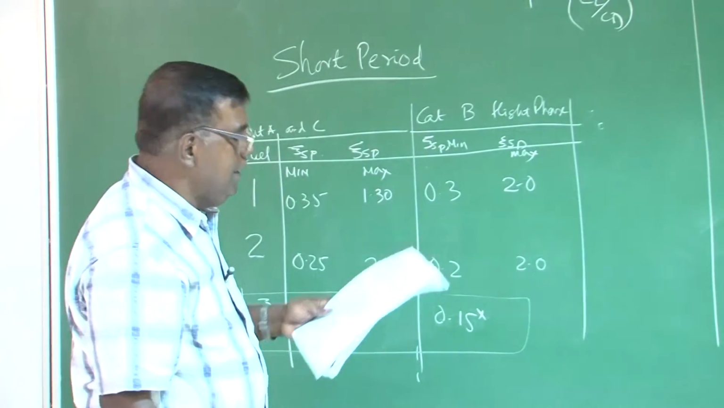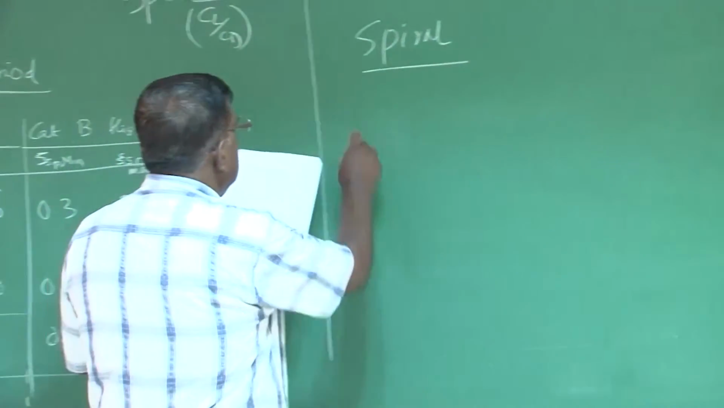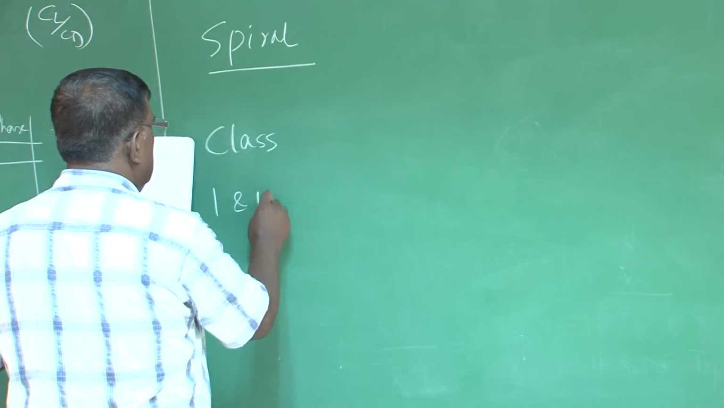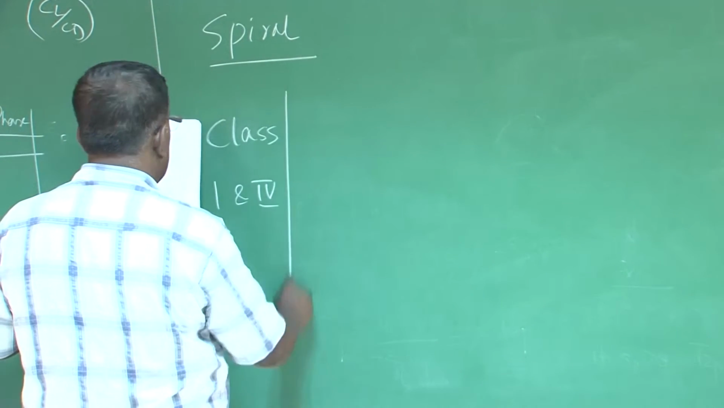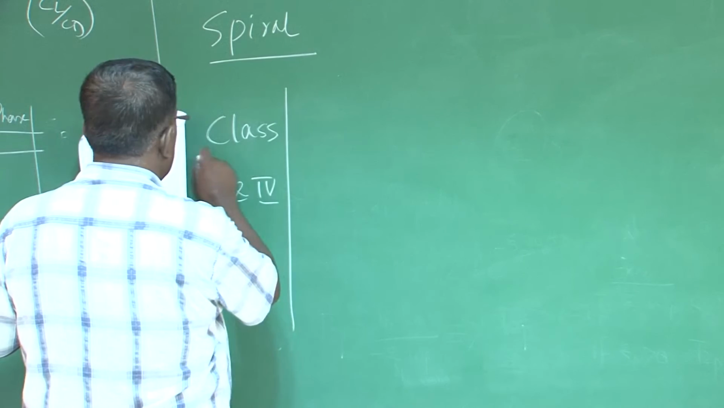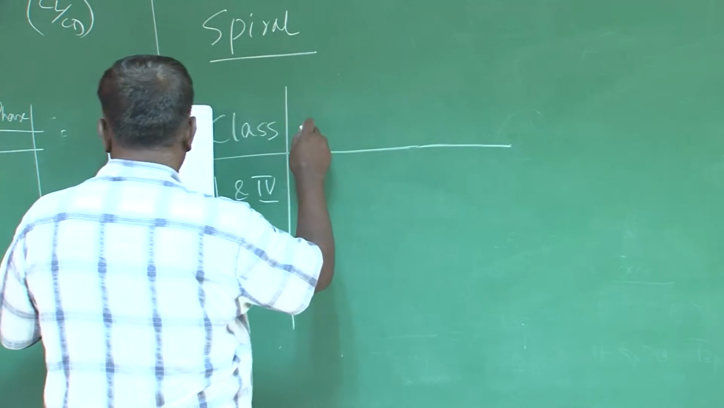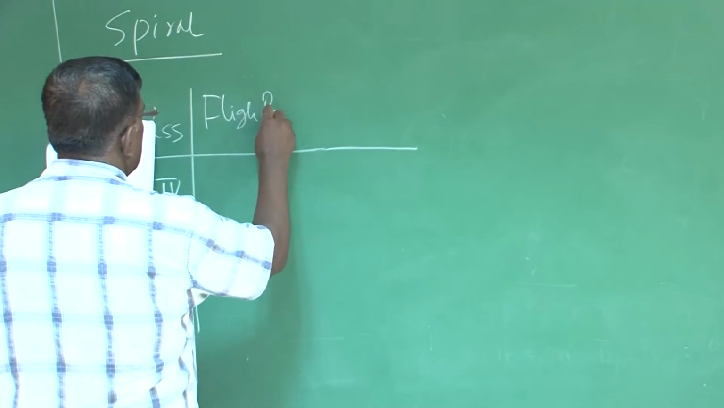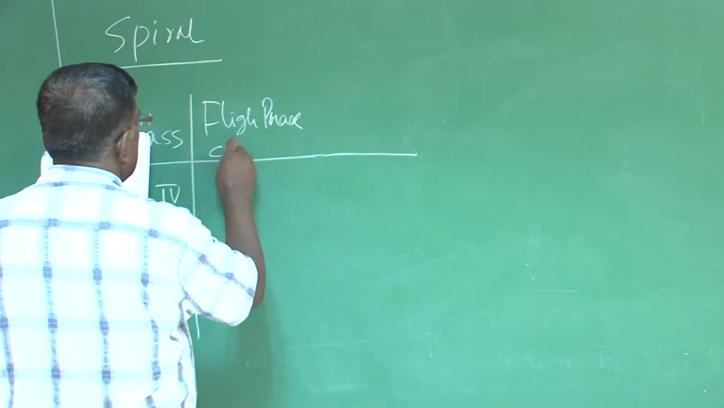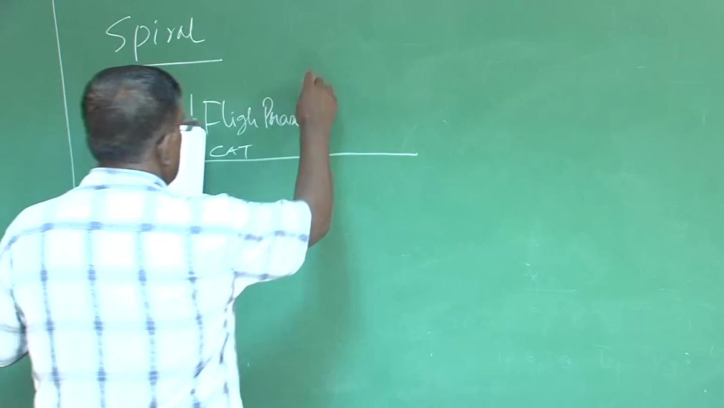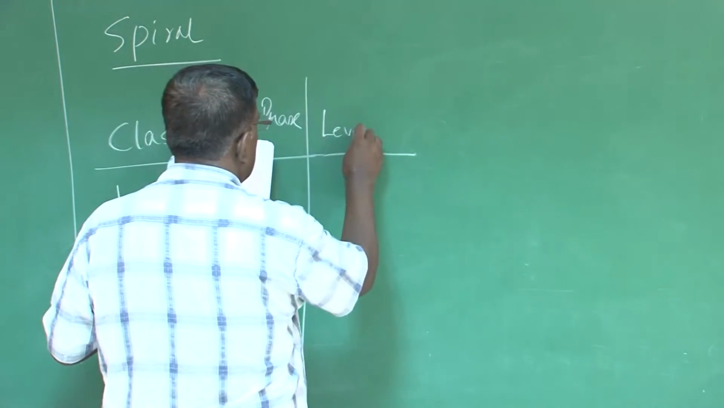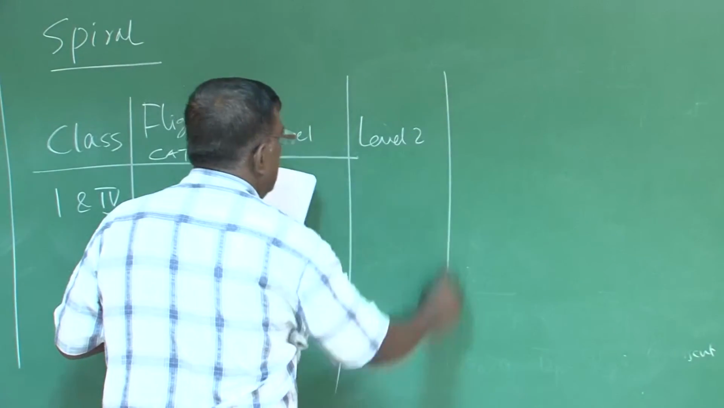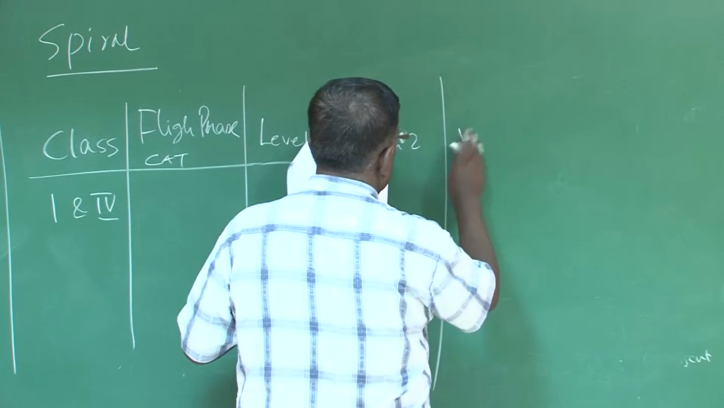If I talk about spiral, then if I write class 1 and 4, by now you know what class 1 and 4 is, and here, if I draw a line like this, this is flight phase category. Then I have level 1, I have level 2, I have level 3.